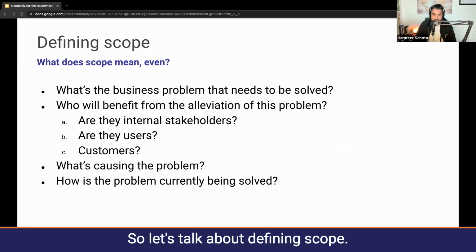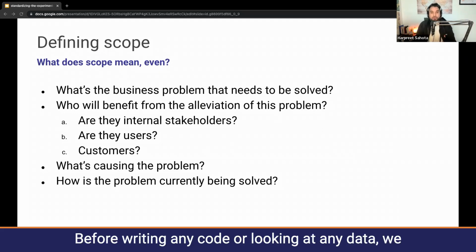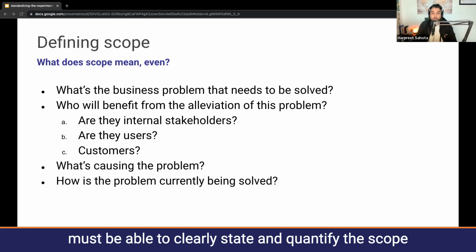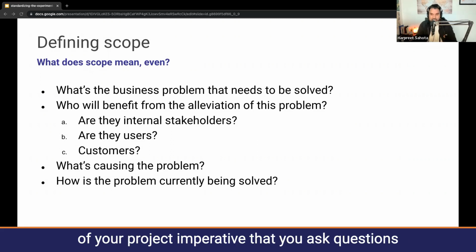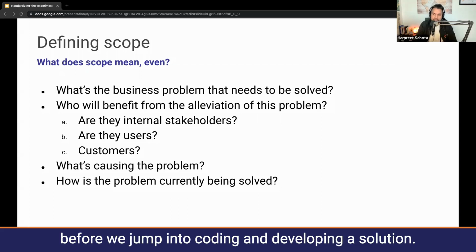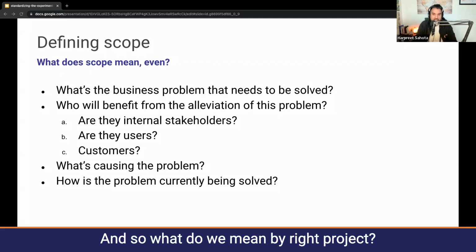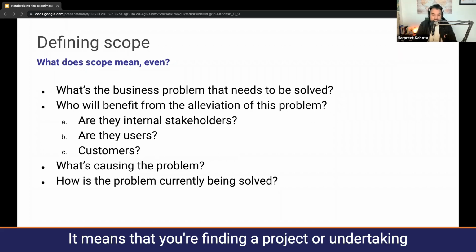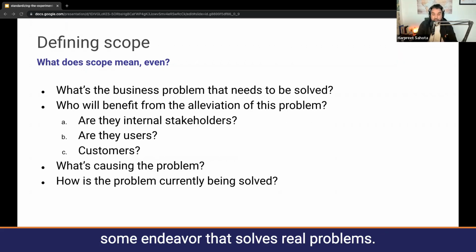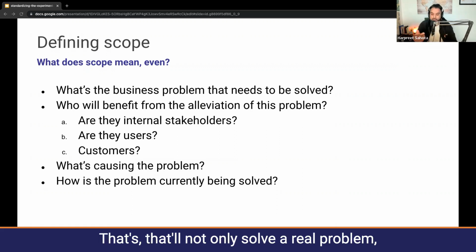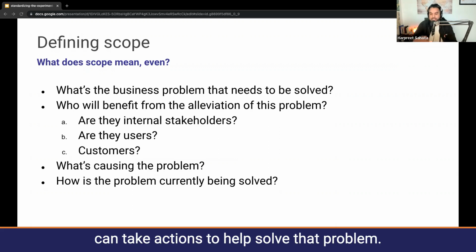So let's talk about defining scope. Before writing any code or looking at any data, you must be able to clearly state and quantify the scope of your project. It's imperative that you ask questions before you jump into coding and developing a solution. Scoping means that you're picking the right project to work on. And what do we mean by the right project? It means finding a project or undertaking some endeavor that solves real problems. Not only does it solve a real problem, but that problem is actually solvable, and you can take actions to help solve that problem.